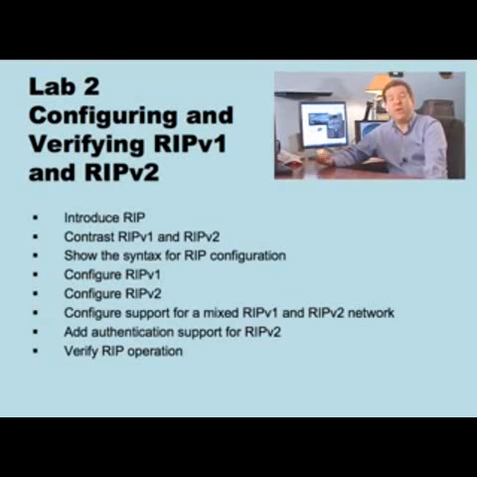Then we go out to our live topology and configure RIP version 1 first. Then we'll follow that up with RIP version 2, and we'll make those two different versions peacefully coexist in the same network. Oh, and RIP version 2 supports something that RIP version 1 does not. It supports authentication. So we're going to set up authentication for RIP version 2, and then we'll verify that configuration.